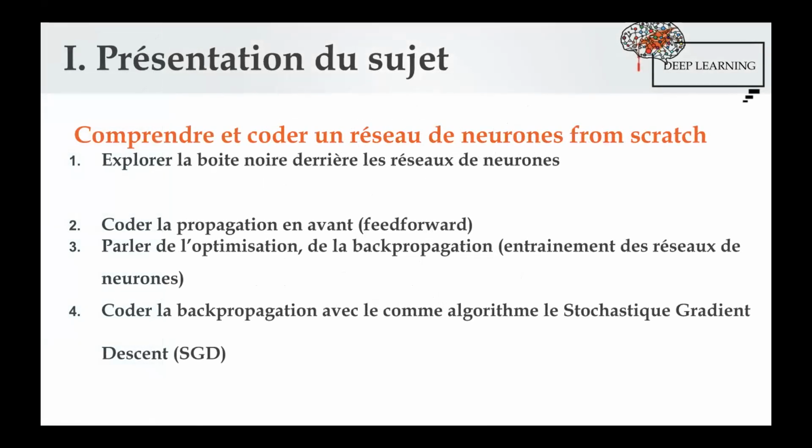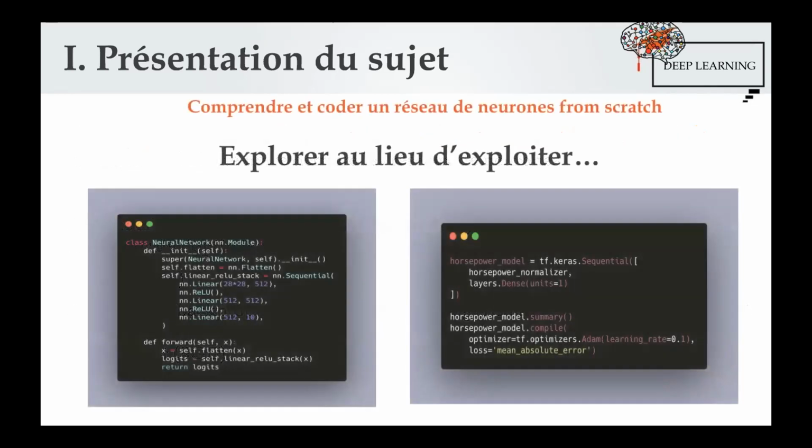Concernant le sujet, comment va se dérouler la présentation? Le but de cette présentation, c'est de comprendre et coder un réseau de neurones from scratch. Dans un premier temps, on va essayer d'explorer la boîte noire derrière les réseaux de neurones, comment fonctionnent les réseaux de neurones, essayer de se familiariser avec les mathématiques derrière. Après, on va coder la propagation en avant. Si le temps nous le permet, on va parler de l'optimisation, de la backpropagation, un algorithme qui va entraîner les réseaux de neurones. Si le temps aussi nous le permet, on va coder la backpropagation avec comme algorithme le stochastic gradient descent.